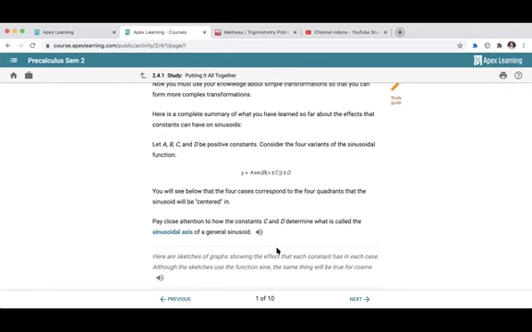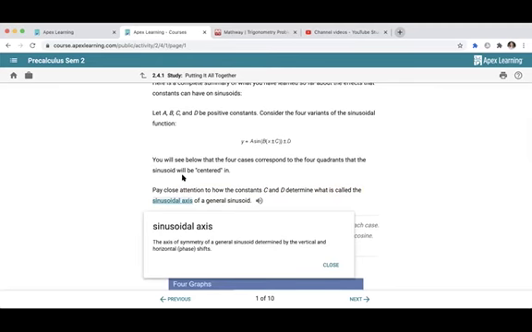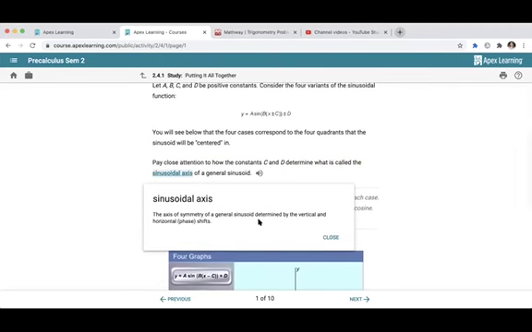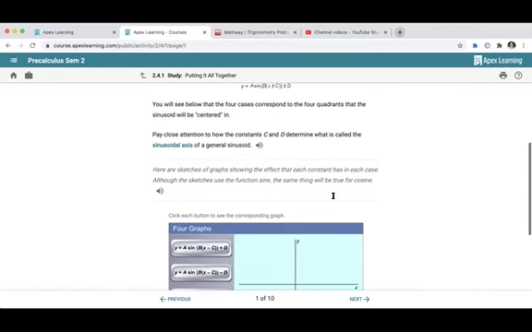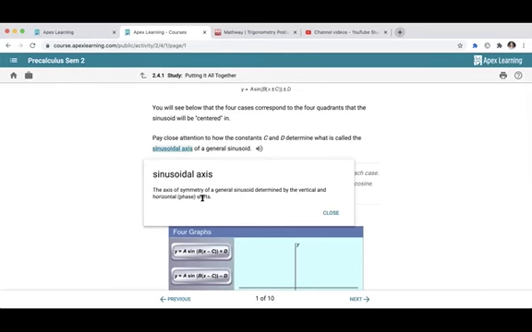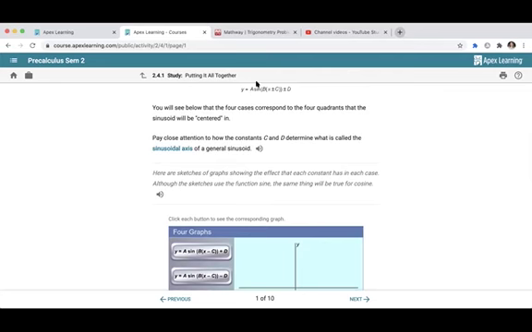And it says pay close attention to the constants C and D, right? They determine what's called the sinusoidal axis. If we look at this new definition here, it's the axis of symmetry of the general sinusoid determined by the vertical or horizontal phase shifts. So what that's talking about is the axis of symmetry, where it's going to look like a reflection. In our normal one, it's reflected across the x and the y axes at x equals 0, y equals 0.